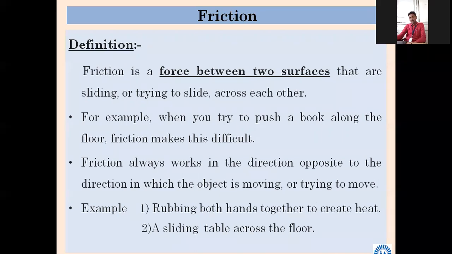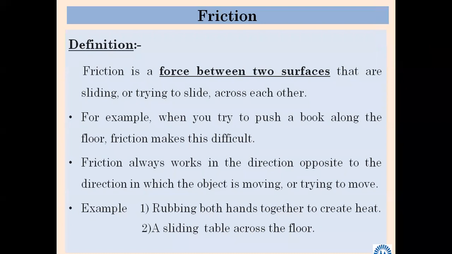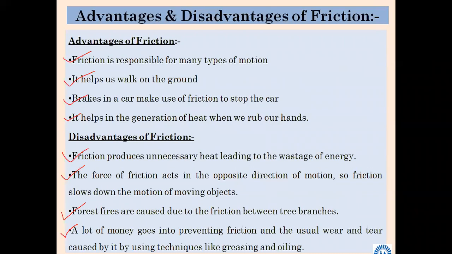Friction always works in the direction opposite to motion. Then we saw advantages and disadvantages. Friction may be good in some cases and not good in others. It may have an adverse effect in some cases and a good effect in others. Friction is responsible for many types of motion. It helps us walk on the ground, and brakes in a car make use of friction to stop the car.